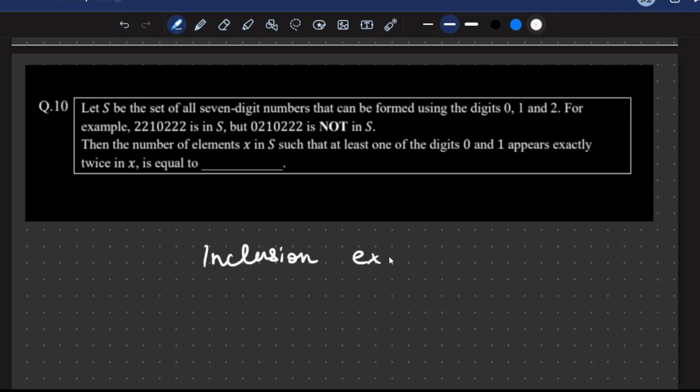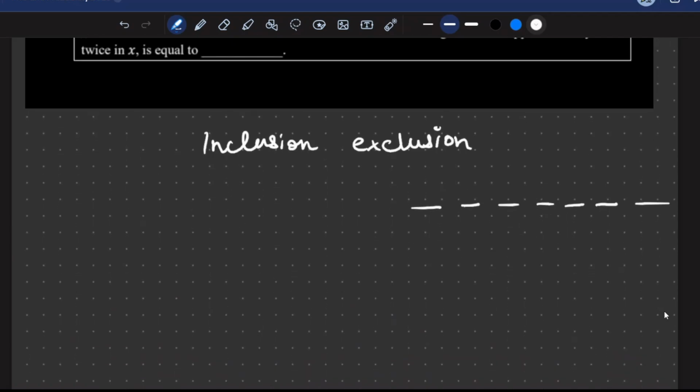Alright, and let me draw 7 spaces over here so that it is easy to explain the proceedings in the question. So let us add the cases one by one and I'll be explaining it. Okay, fine. So let us take the first case where 1 appears exactly twice.